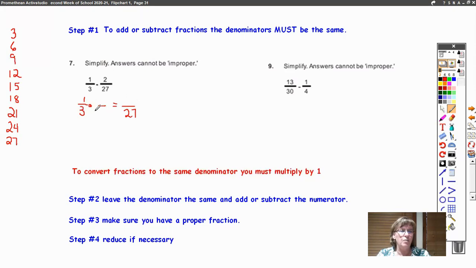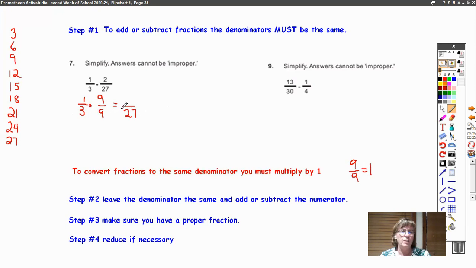Let's see how many times we'd have to multiply 3 to get 27. 1, 2, 3, 4, 5, 6, 7, 8, 9. I know it's 9 times. So if I multiply by 9/9, I know that 9/9 equals 1. Okay, so I need to make sure that you understand that. I know that 9/9 is equal to 1. And that's how we can do this. We are actually just multiplying by 1. That 1 is giving us 27s.